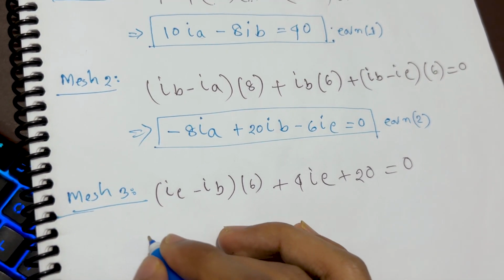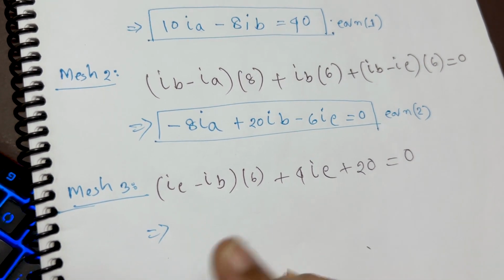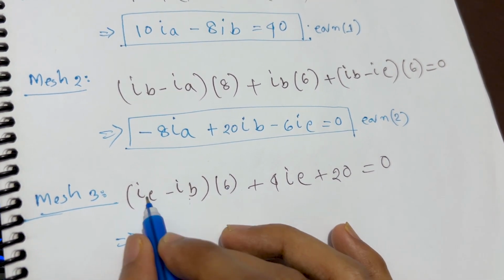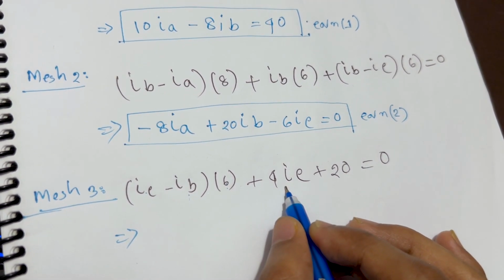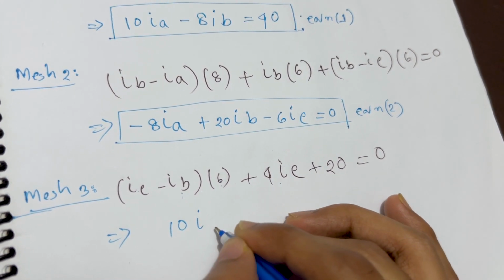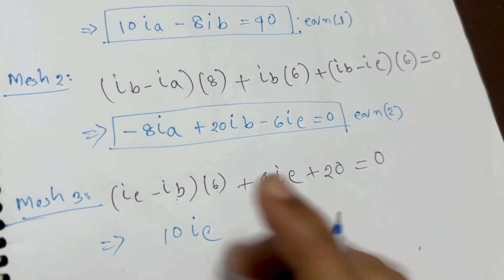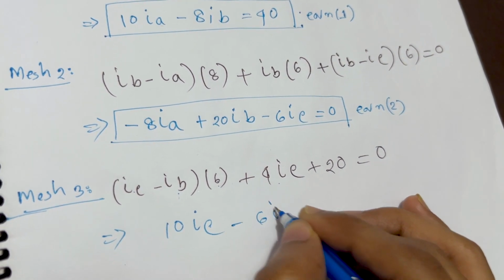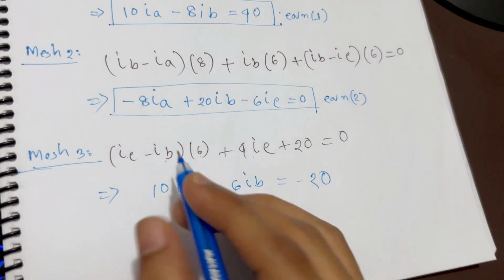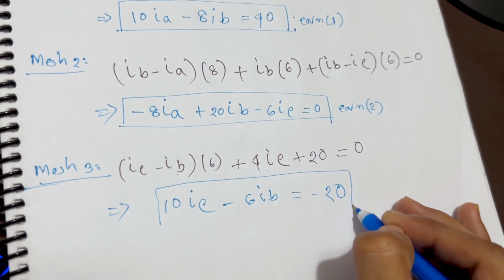So what we get here, we can calculate it. 6 plus 4, which is 10 IC minus 6 IB is equal to minus 20. So this is our equation number 3.